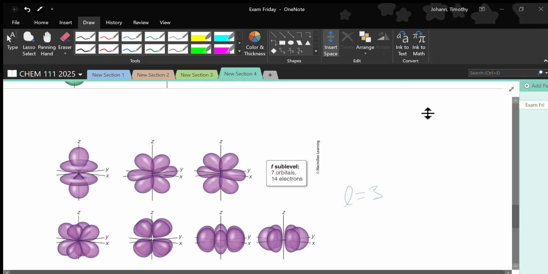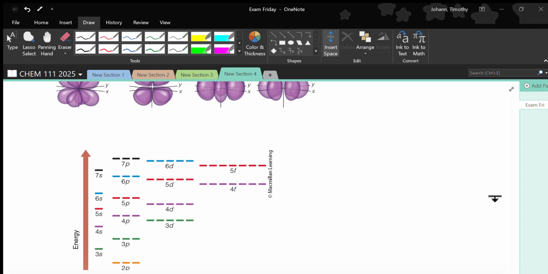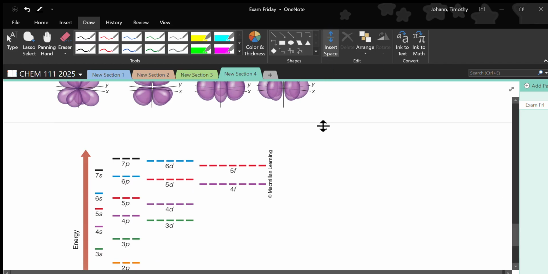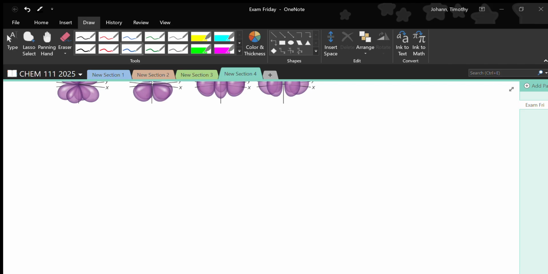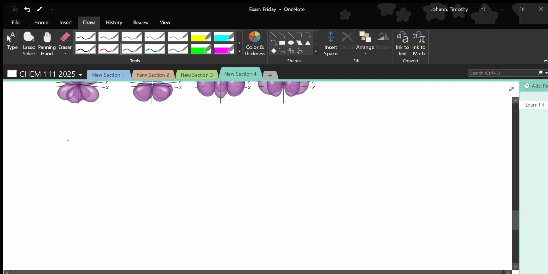So I've already sort of talked about it, I'm going to define it here, and then we're going to have to go back to our pictures again. We then have m sub L, which is our magnetic quantum number. And that tells us the orientation of the orbital. And now we're talking about orbitals, not sublevels.